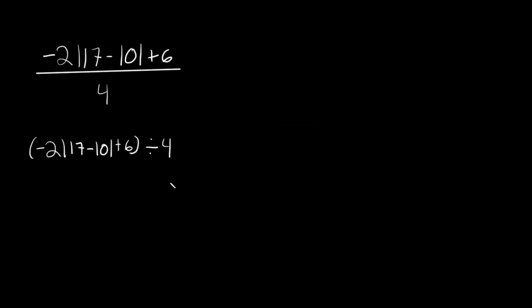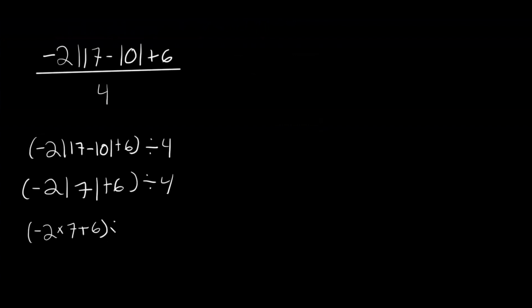So let's evaluate PEMDAS in these parentheses, and you'll notice there's an absolute value sign here, which is just in a way another parentheses because you're going to focus on it first. So we're going to rewrite this as negative 2 times the absolute value of 17 minus 10 is 7, plus 6, and then this is being divided by 4. So now we're going to evaluate this absolute value. So it's negative 2 times 7, since the absolute value of 7 is just 7, plus 6, and then this is still being divided by 4.